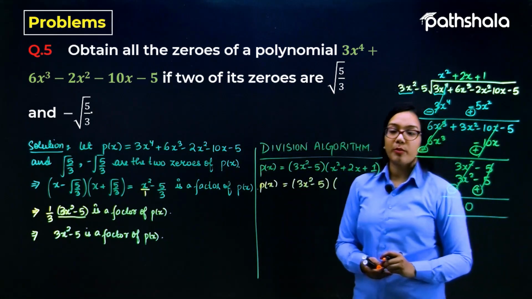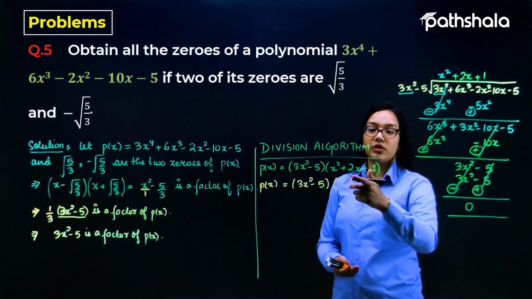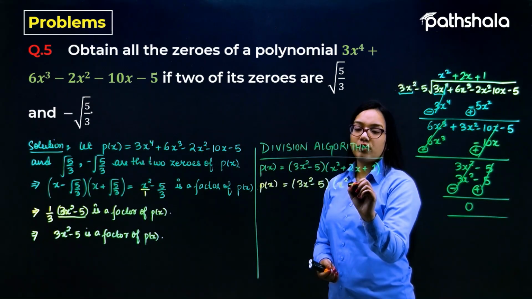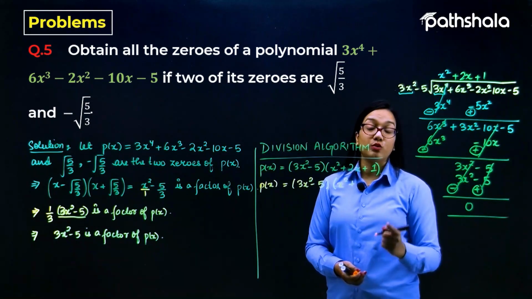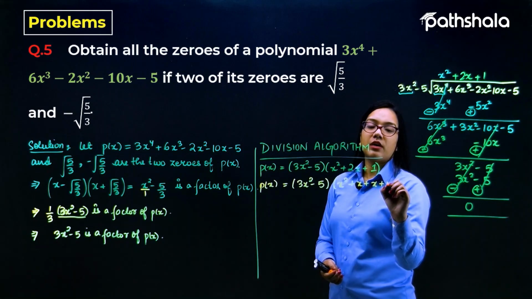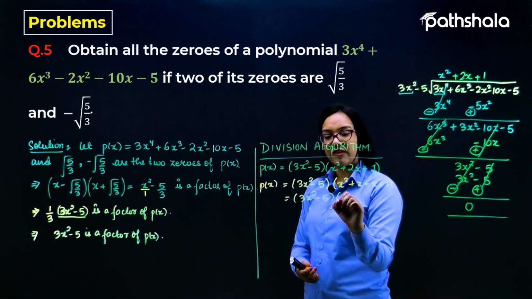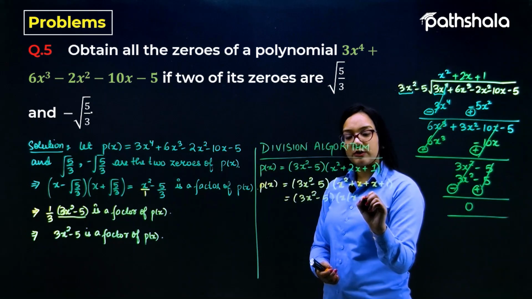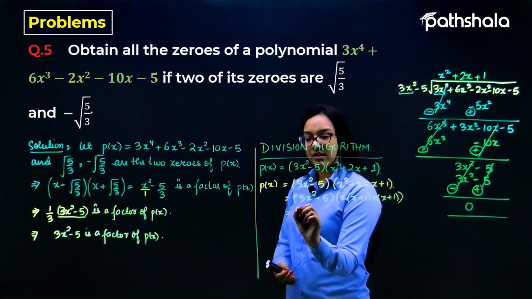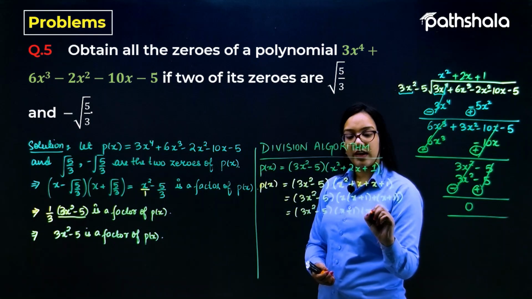It is a quadratic polynomial. Using the splitting the middle term method, we can find the factors of this polynomial. We have to look for two numbers whose product is 1 and whose sum is 2. It is obviously 1 plus 1. So we write it as x into x plus 1 plus 1 into x plus 1. Further, we can write it as 3x square minus 5 into x plus 1 into x plus 1.